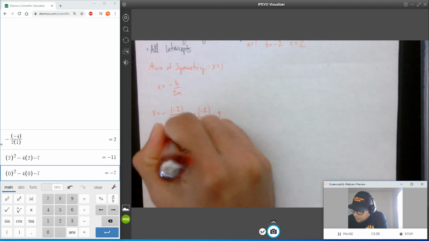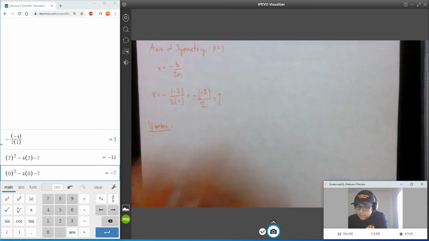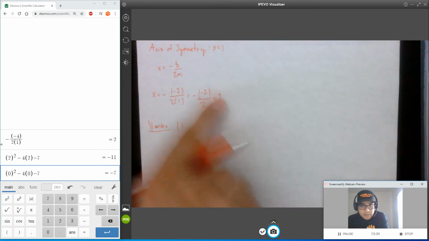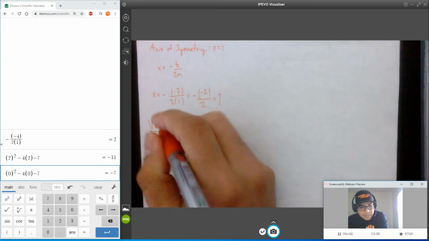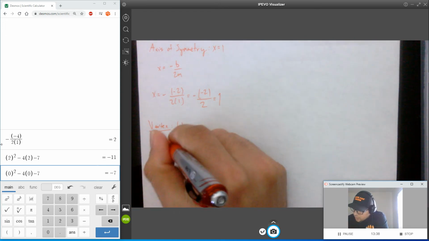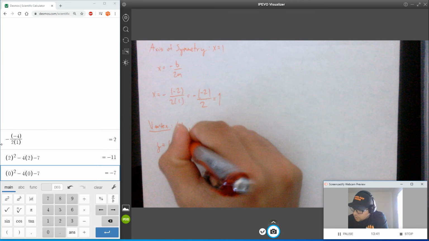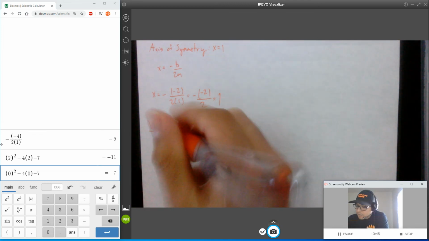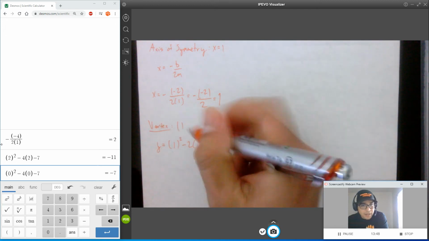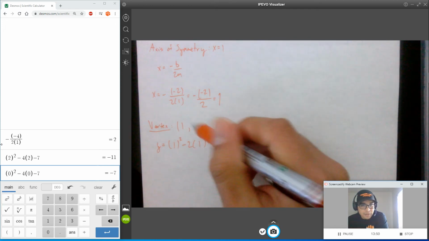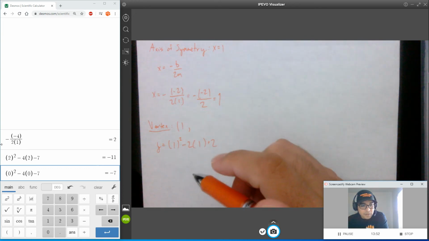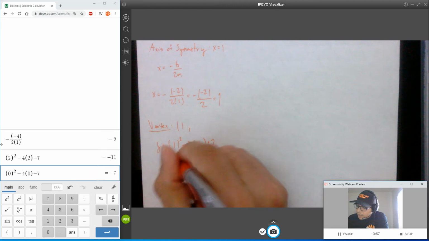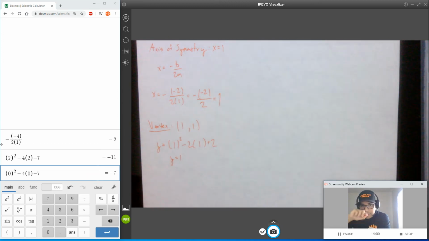So I found one of my things, my vertex. This is going to be equal to, well, I know my x coordinate, right? It's 1 from my axis of symmetry. And so I'm going to use my equation, y is equal to something squared minus 2 times something plus 2, and in these parentheses goes my x value for every parenthesis. Once I simplify this, we get that y is equal to 1. So I have a vertex at 1, 1.